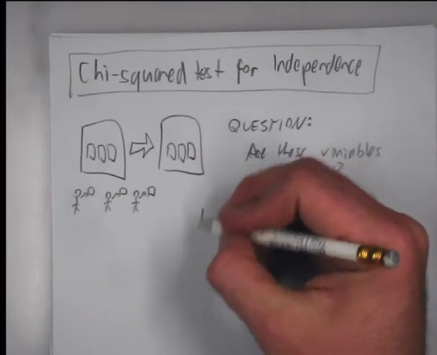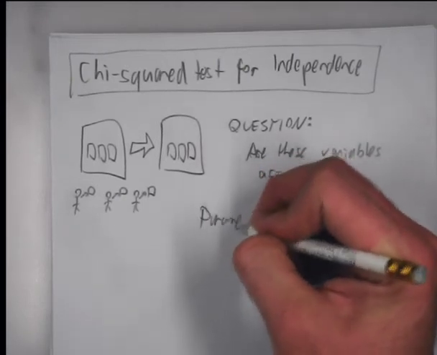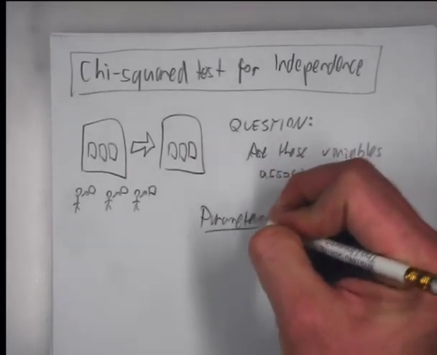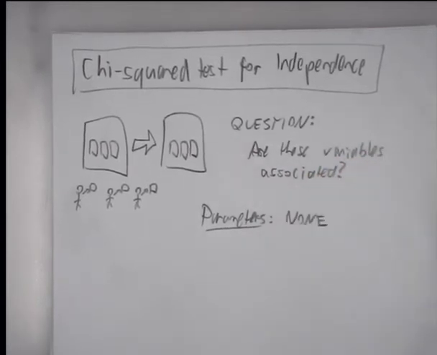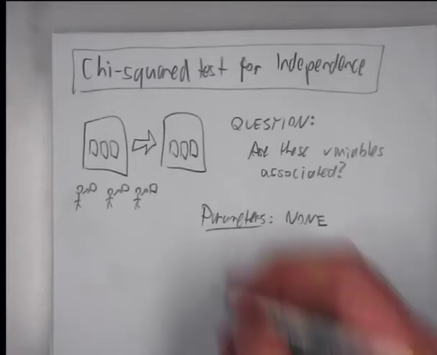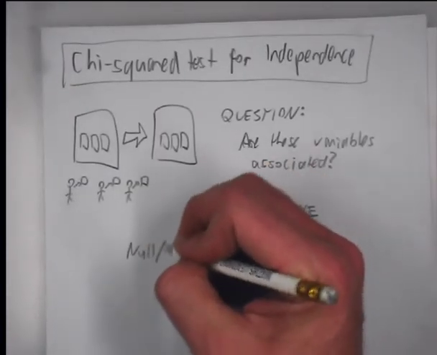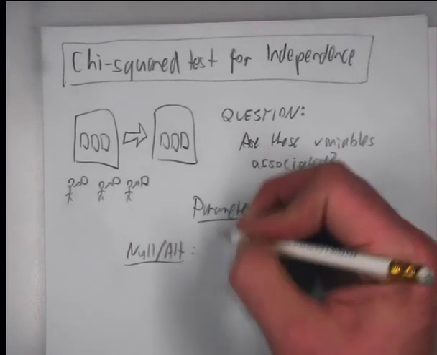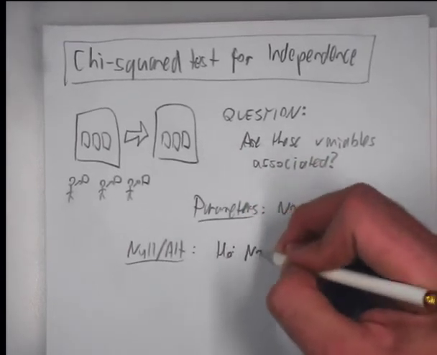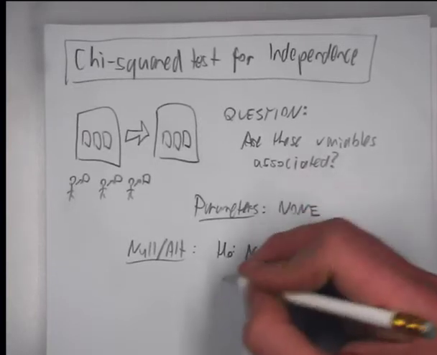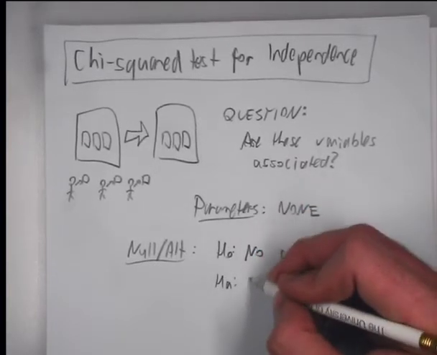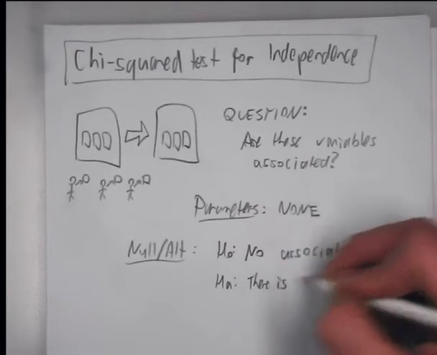So your parameter, actually we're not going to mention them. No parameters to mention. Your null hypothesis, H0, is that there's no association. HA is there is an association.